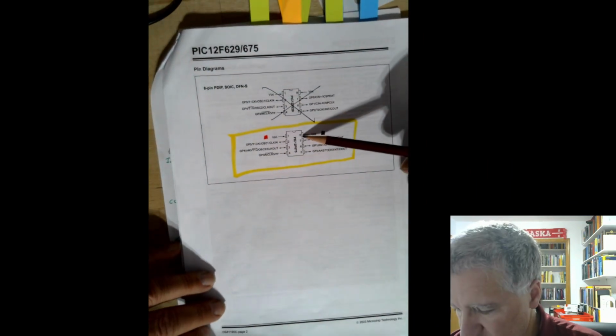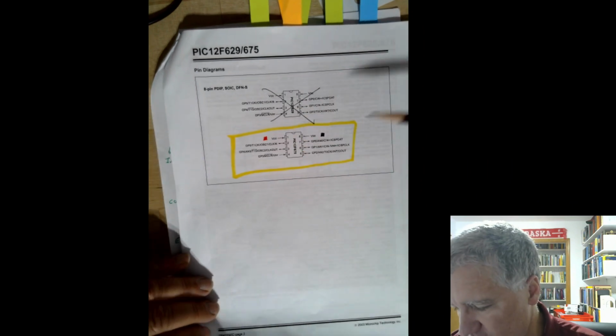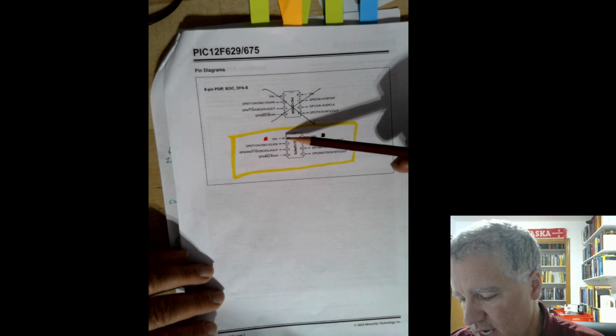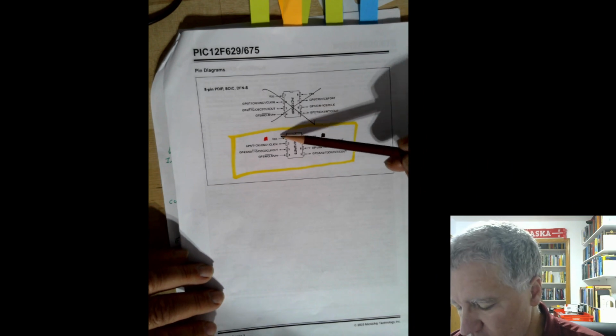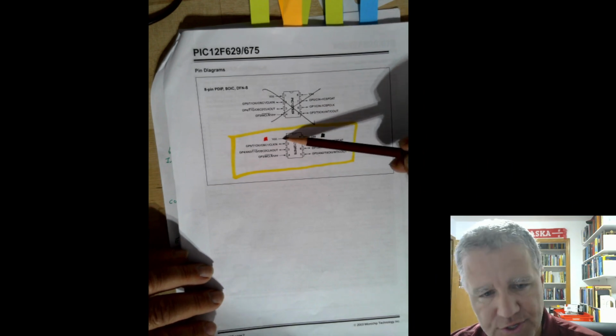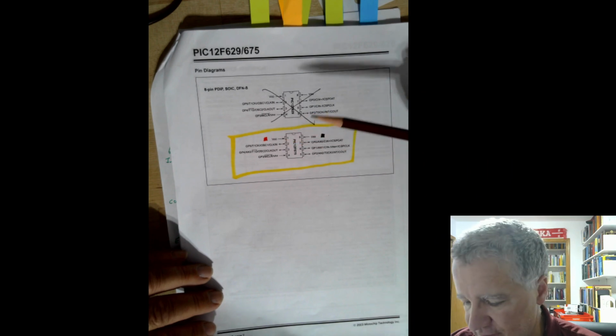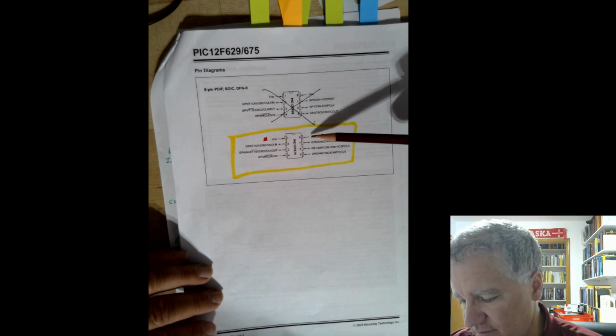All right, this has an 8-pin mounting jacket here in this DIP configuration, and so positive 5 volts, although I think it can take 2 to 5. We'll use positive 5 volts. Ground.